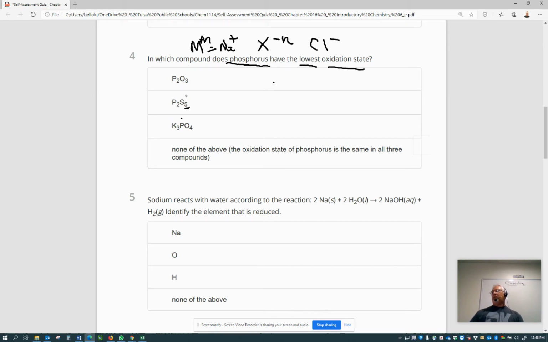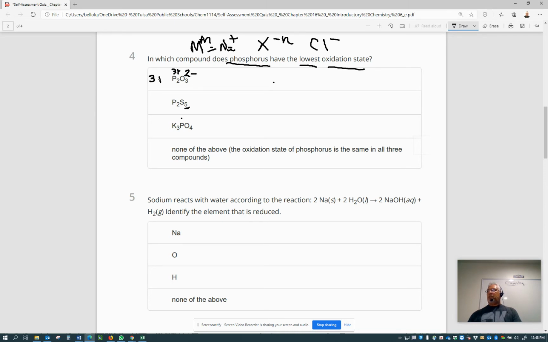So let's find which one of these phosphorus compounds will have the lowest oxidation number. One easy way is the following. As you can see on the first one, diphosphorus trioxide, we can cross the oxidation numbers. The 3 represents the oxidation number of phosphorus, and the 2 represents the oxidation number of oxygen. So in this diphosphorus trioxide, the oxidation number will be positive 3.